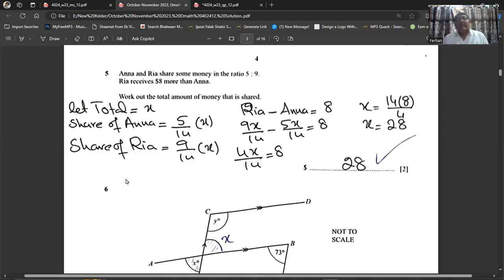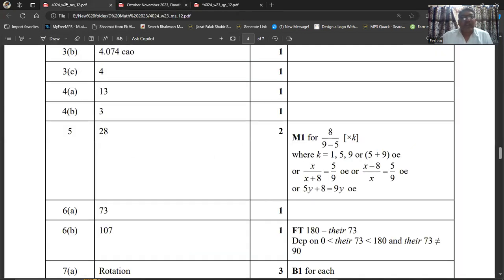So 9x by 14 minus 5x by 14 is equal to 8. So 4x by 14 is equal to 8. So x will be equal to 8 multiplied by 14 divided by 4, and that will be $28. So that means the total money was $28. $28 is the right answer, sir.